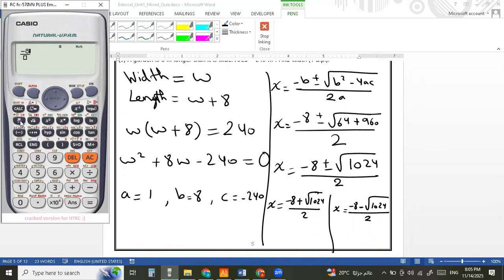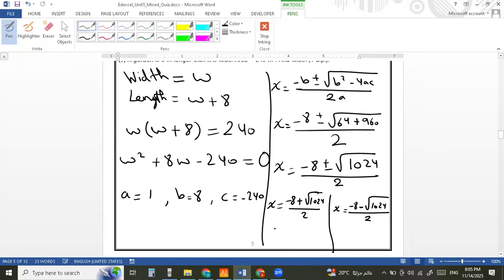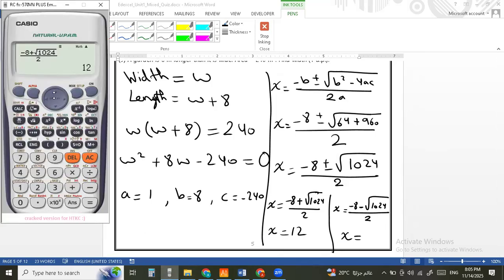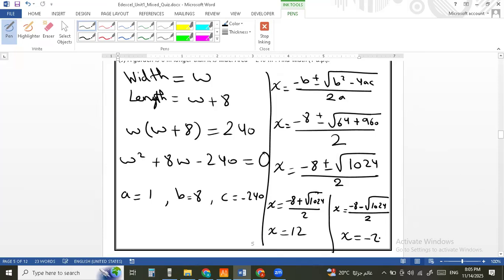So first, let me get the fraction. I write at the top -8 plus root 1024 over 2 equals 12. X is 12. And you're going to find the other one, x equals negative something. So look at this. I'm going to just change the plus into minus, equals -20. Mister, so x could be 12 or -20.